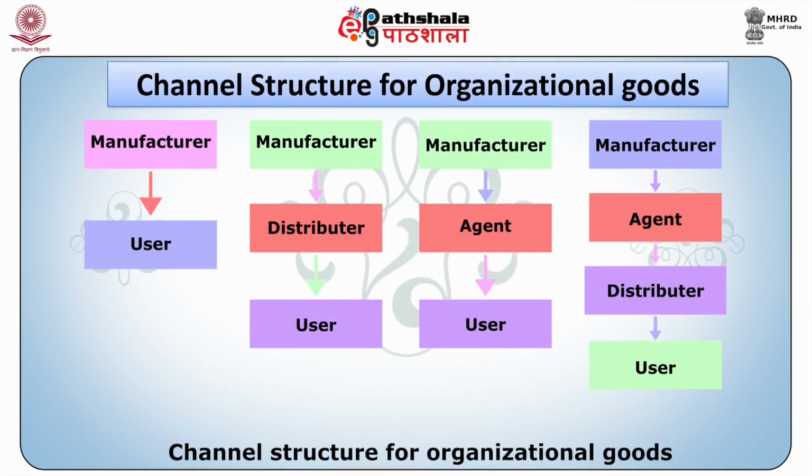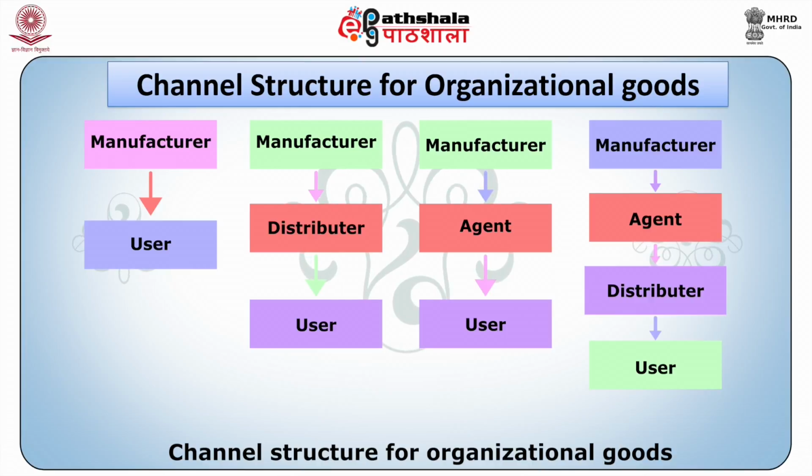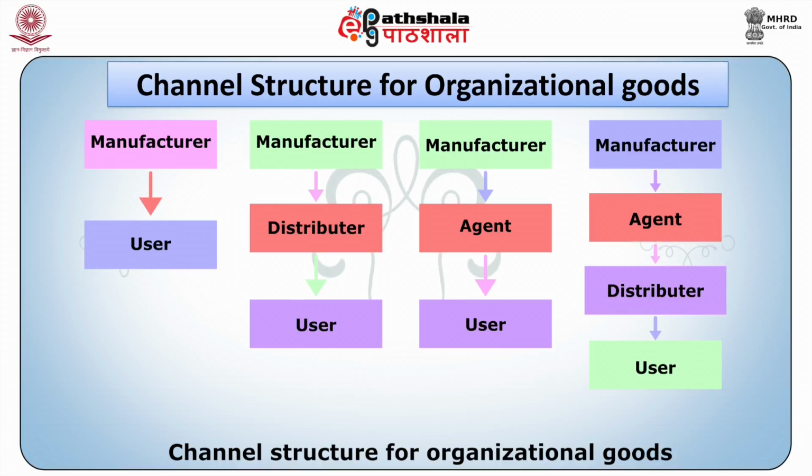A manufacturer of organizational goods may use any of the following channels of distribution for the distribution of his products. Number 1, manufacturer to user. This channel is a direct channel and is most suitable where goods are to be sold at a high unit cost and the goods are highly technical in nature. In this channel, there is a small number of buyers scattered within a defined geographical region.